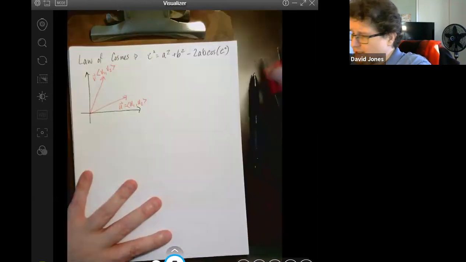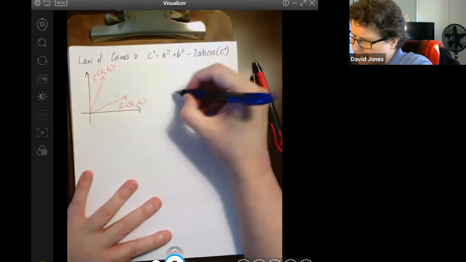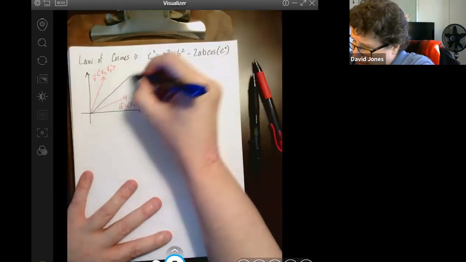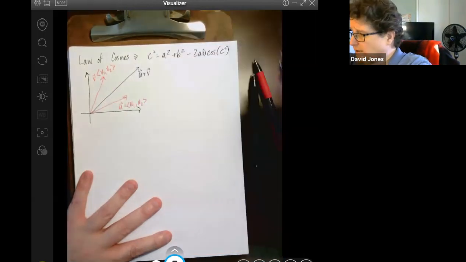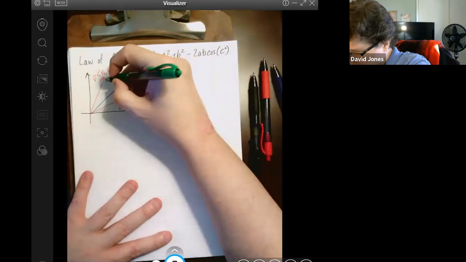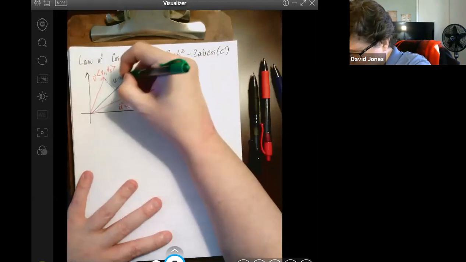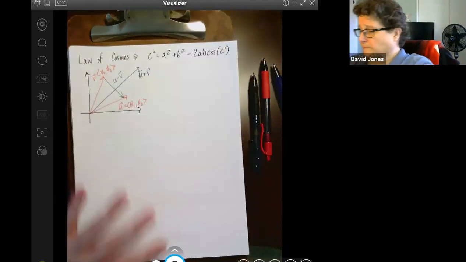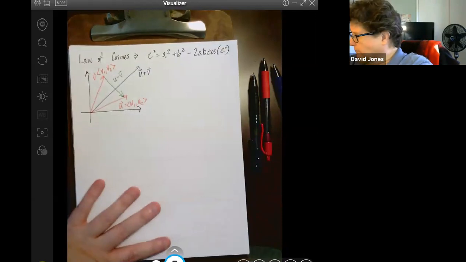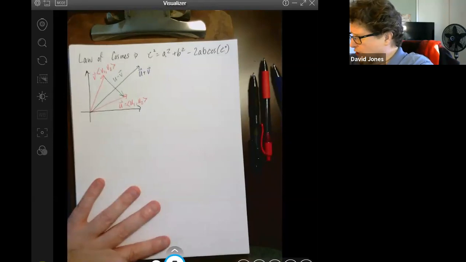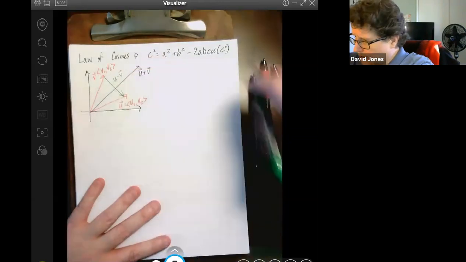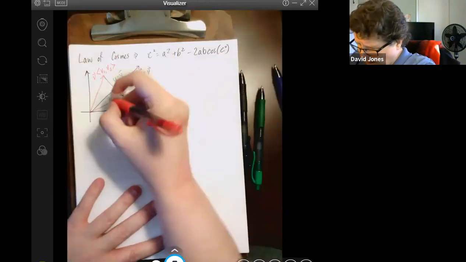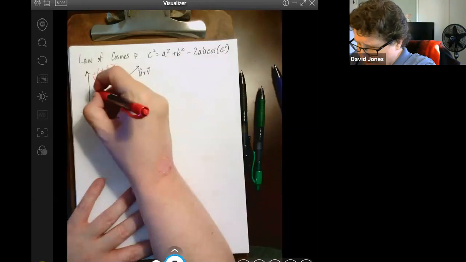Subtracting the vectors, adding the vectors is this one. That's u plus v. That is u minus v. And so what do we have here? This is the magnitude of u. And this is the magnitude of v.